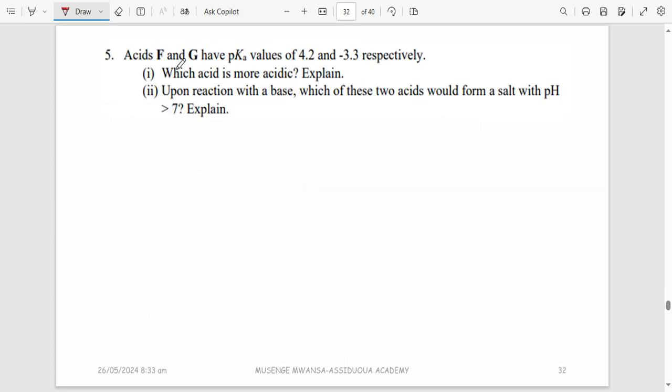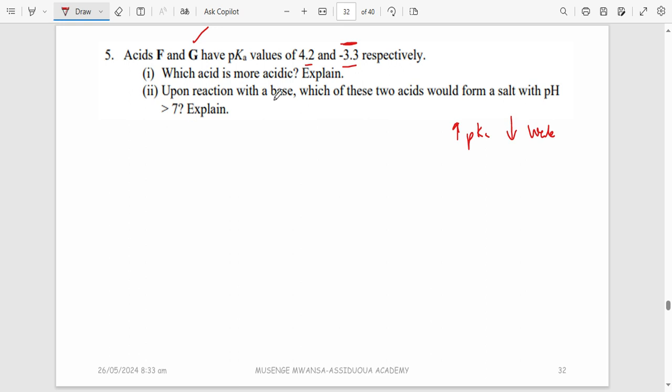Okay, there was also this question, but this is like acids. This should be the next topic we are going to do. Acids F and G have pKa values 4.2 and negative 3.3. This is very simple from just your chemistry from last year. When you have a high pKa, it means you are a weak acid. So this one which has a low pKa, G, is a strong acid. Which is more acidic? G. Give a reason for the answer, the pKa.